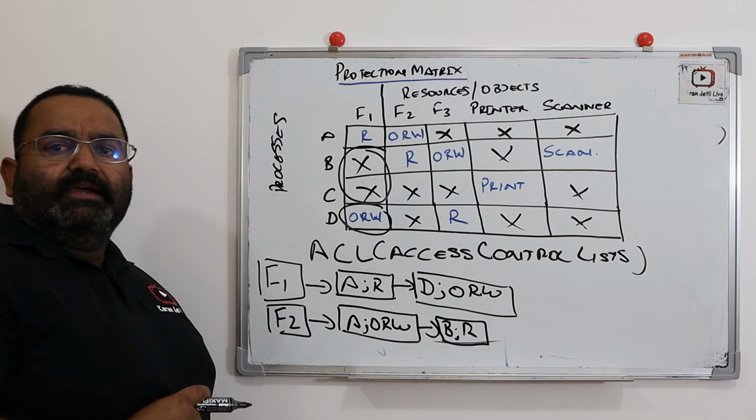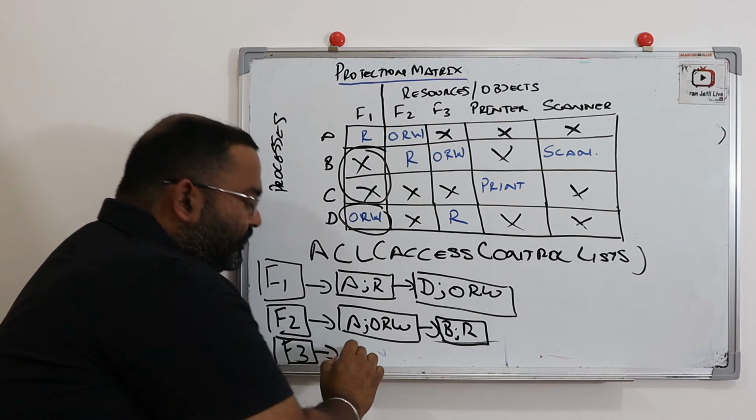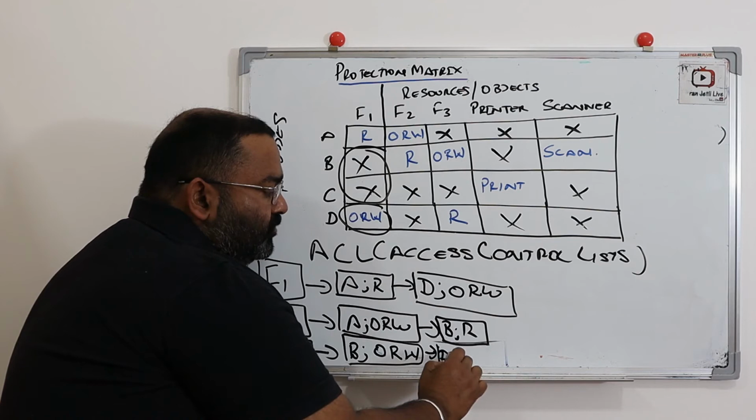Similarly, let us go to file F3. I hope you can see it. What can F3 do on A? Nothing, so we leave it. What can it do on B? It owns it, reads it, writes it. What can it do on D? It can do a write operation on D.